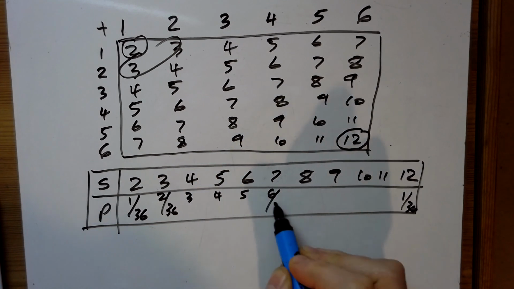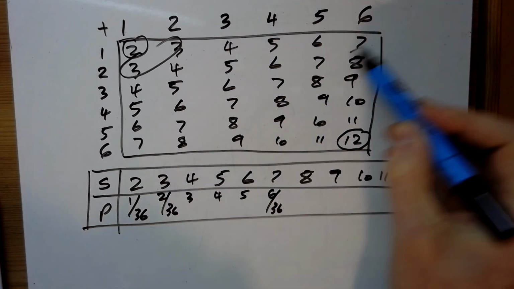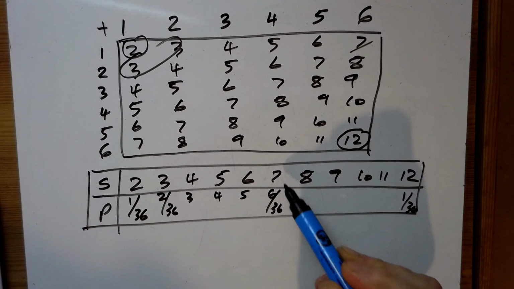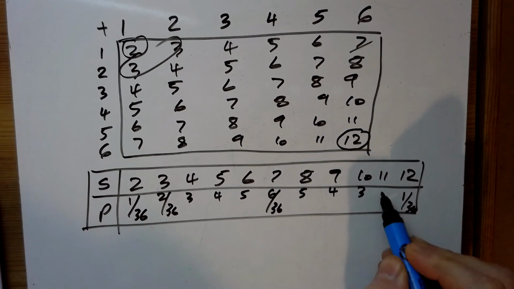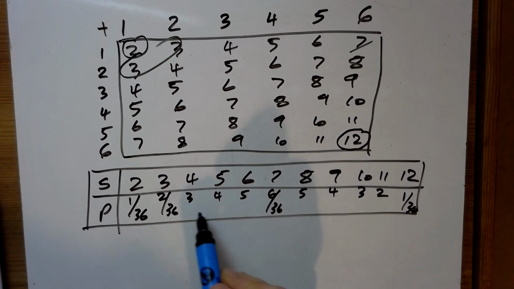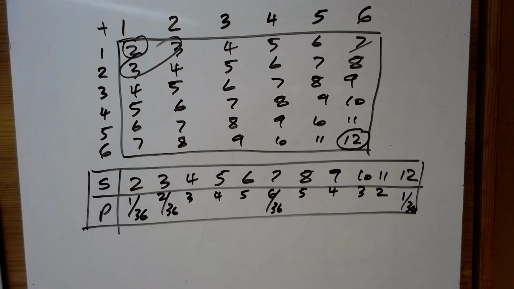The most likely is 6 out of 36. That's that middle one there. So that's 6 out of 36 to get a 7. And then it goes down again, 5, 4, 3, 2, 1. All of those are over 36. I just can't be bothered to write them there.